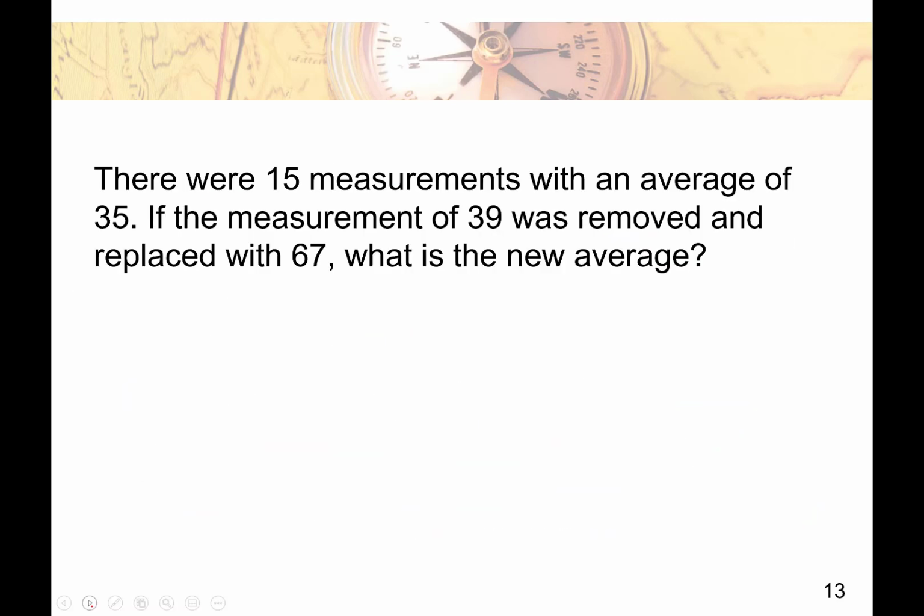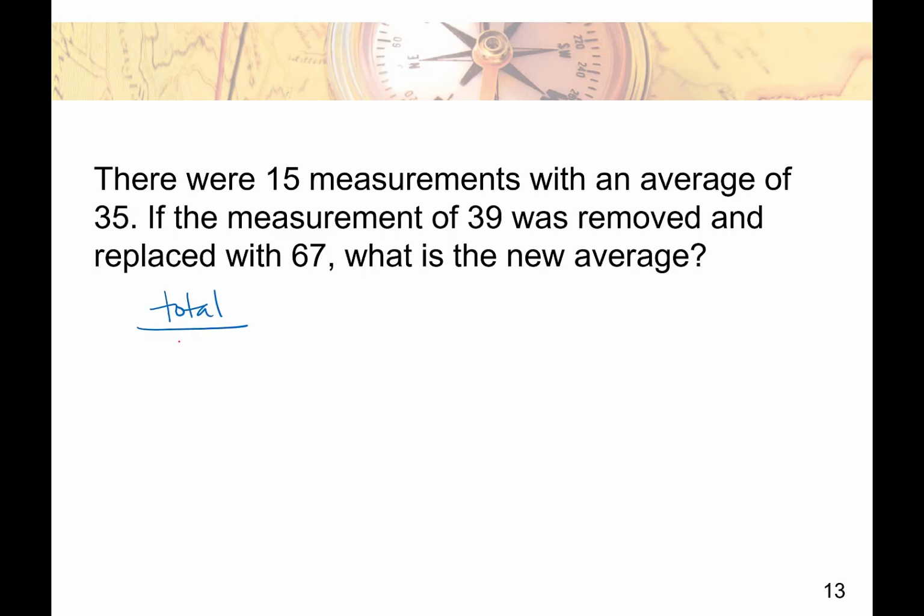Okay, and the last one on this video, it says there are 15 measurements with an average of 35. If the measurement of 39 was removed and replaced with 67, what's the new average? At first when you read this, you may think there's just not enough information, but actually there is enough. And here's how we're going to first set up the problem. The first thing we need to find is the total of all of the measurements together. Okay, here's how we're going to do that.